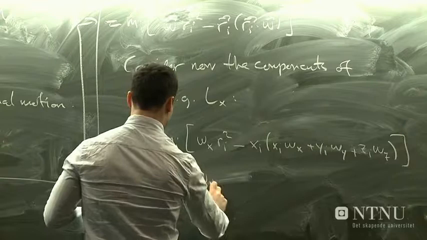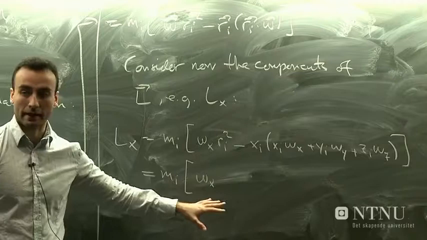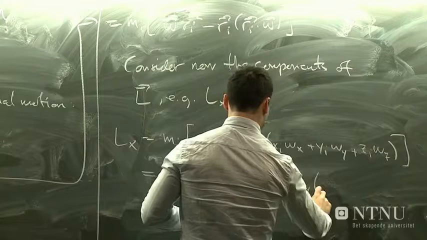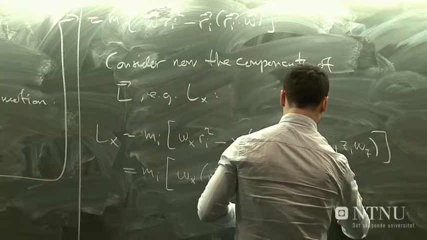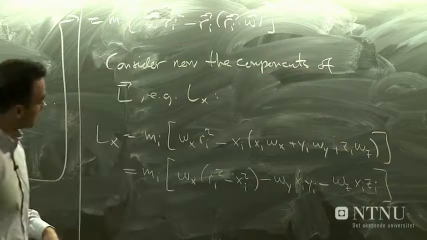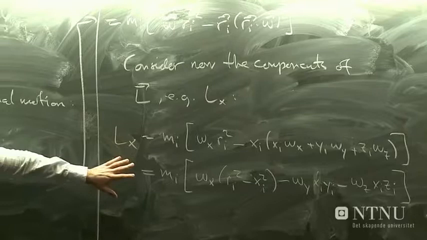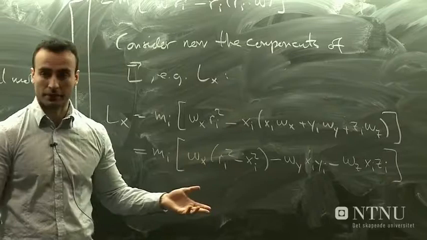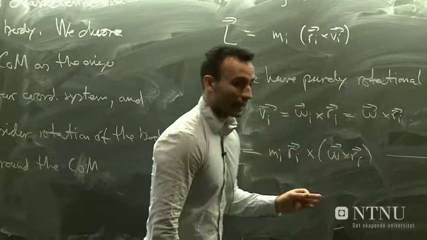So if we now collect all the terms that correspond to omega x, omega y, and omega z, we find this. So we see that from this expression, the angular momentum, the component x of the angular momentum, can be expressed as a linear combination of the components of the angular velocity. And by observing that, we realize that we can write this as a matrix relation.